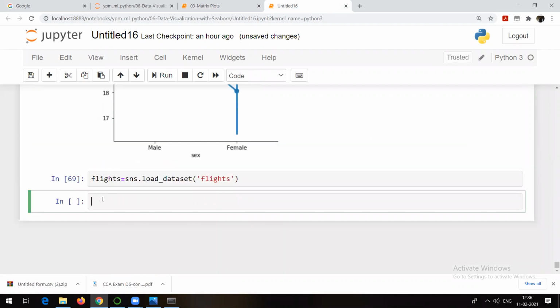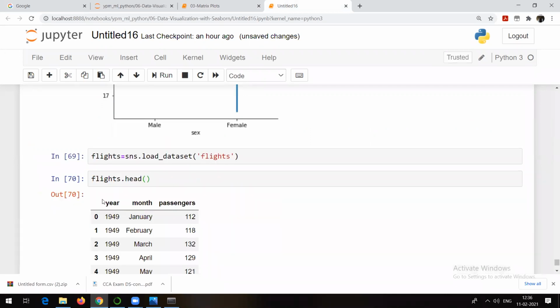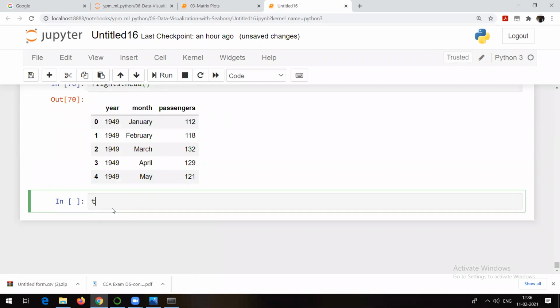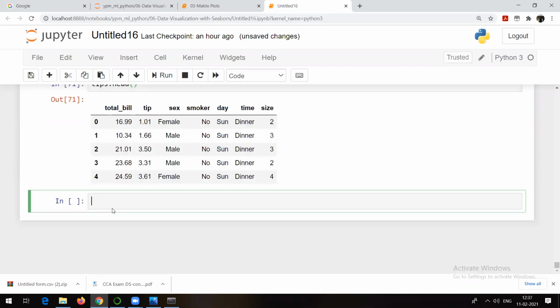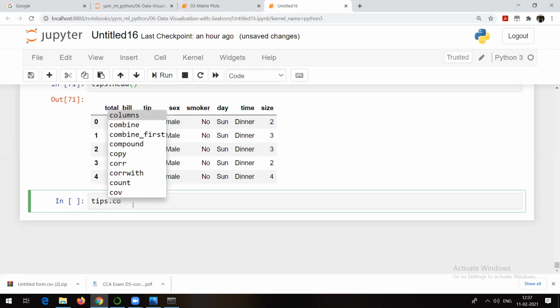Right now, you know that we have flights.head. It's going to show me the first 5 records. This is my flights data set. Tips we have already imported, right? Same thing. There is no need to import it once again. We have tips. Now, as we want to understand the first matrix plot, that is heat map, for heat map I will be making use of the tips data set. So there is something called tips.corr.